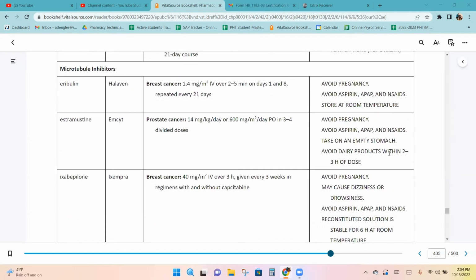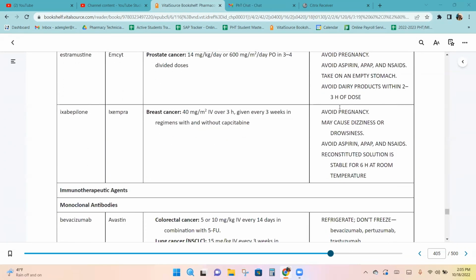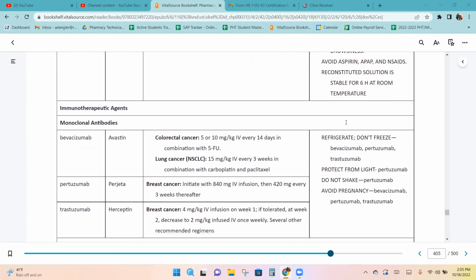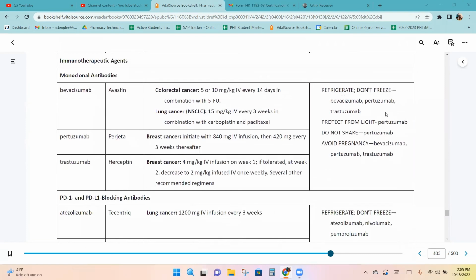For the microtubule inhibitors, we have quite a few different ones. Avoid pregnancy for all of these. Avoid aspirin, APAP, and NSAIDs for all of them. Eribulin can be stored at room temperature. Ixabepilone should be taken on an empty stomach and avoid dairy products within 2 to 3 hours of dose. The exabepilone is able to produce dizziness or drowsiness, so we should avoid pregnancy as well. The reconstituted solution is stable for 6 hours at room temperature.